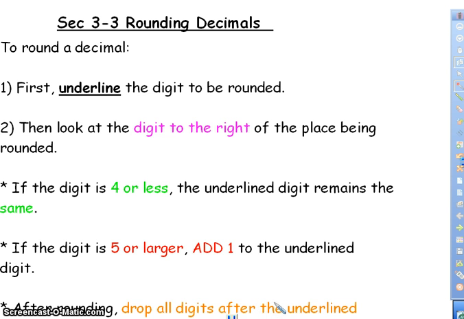So today we're going to be rounding decimals, and these rules might seem a little excessive to you, but if you actually follow them very strictly, it's going to make the process a lot easier and you're going to make a lot fewer mistakes. So to round a decimal, the first thing I would like you to do is to underline the digit to be rounded. So on the side, I'm going to make up a little example for you.